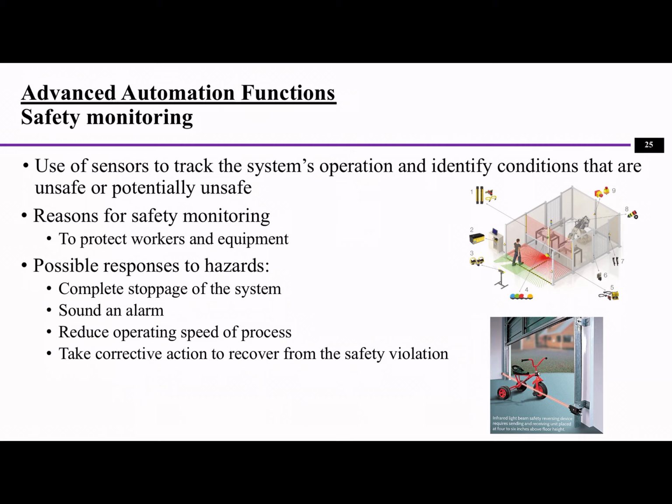For example, safety monitoring: we can use sensors to track the system's operation and also identify conditions that are unsafe or potentially unsafe. A very simple example is our garage door. We have this infrared beam at the bottom of the garage door. When someone walks through there, it will automatically close or stop movement of the garage door. So this is a protection.